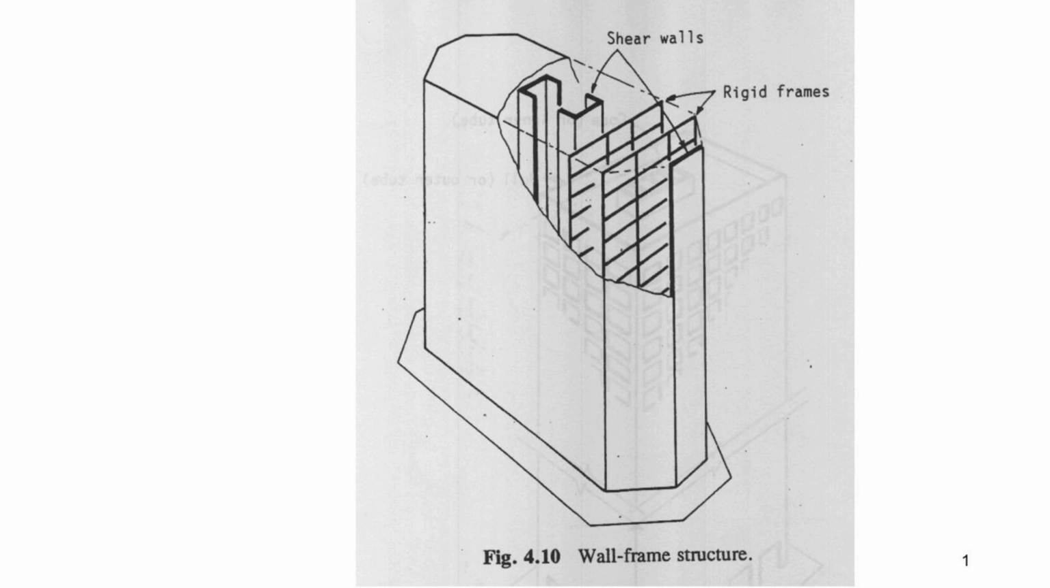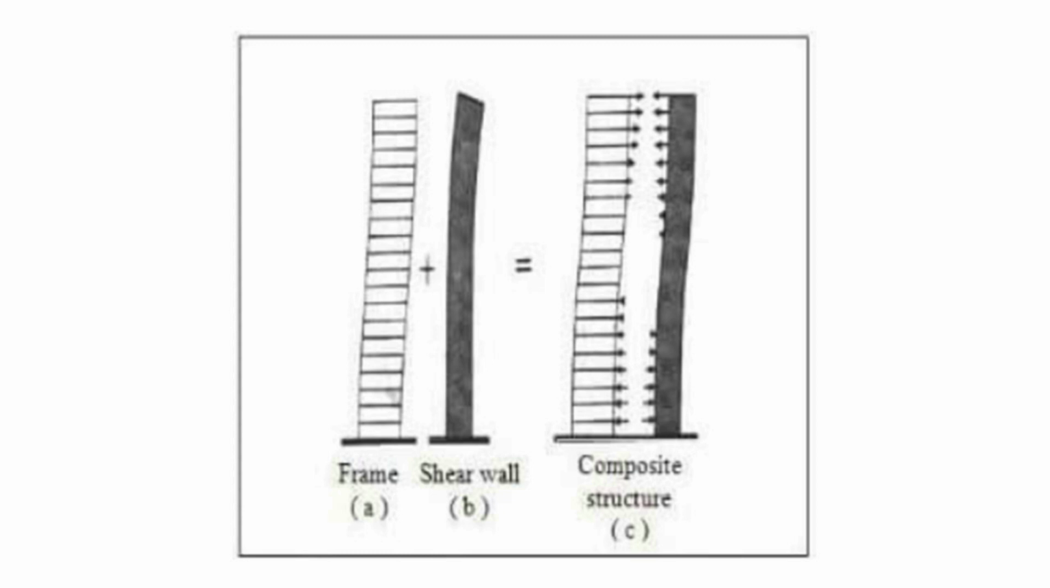Nowadays, the system has been used for buildings as low as 10 stories to as high as 70 to 80 stories. How does the wall frame structure behave? The frame basically deflects in a so-called shear mode. Meanwhile, the walls behave as flexural cantilever. Different deflected forms of walls and frames cause them to interact horizontally, shear wall frame interaction.